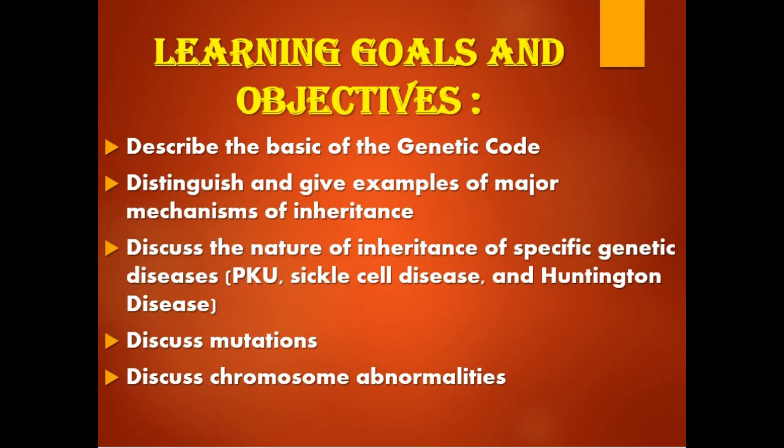Our learning goals and objectives for this particular presentation are to describe the basics of the genetic code, and hopefully you will have a better understanding by the end of this presentation. We will give examples of major mechanisms of inheritance and discuss what inheritance is. We will discuss the nature of inheritance of specific genetic diseases such as PKU, sickle cell disease, and Huntington's disease, and we'll also talk about hemophilia. We're going to discuss and define mutations and their implications in genetics. And we'll talk about various chromosome abnormalities.